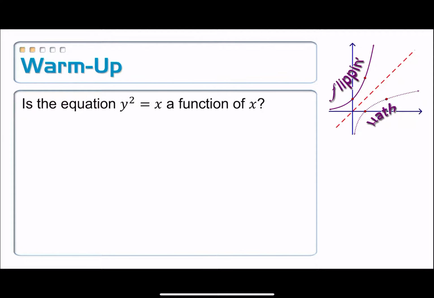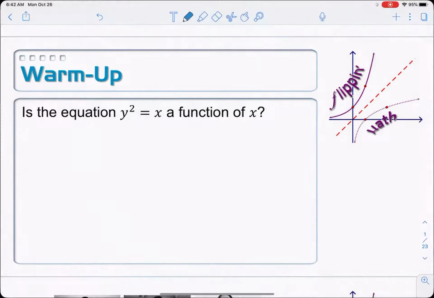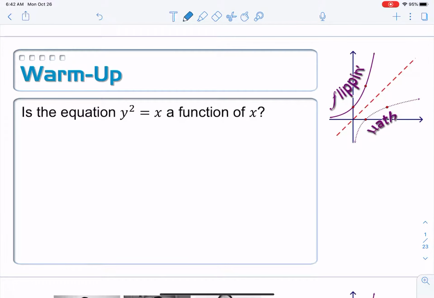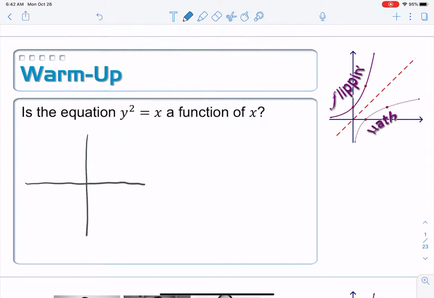Is the equation y squared equals x a function of x? Okay, come on now. How is this a warm-up question? This is so easy. Of course it's not a function of x. If we were going to graph this thing, what would it look like? If it was y is equal to x squared, it would look like a parabola. But this is just a sideways parabola, right? So you've got part of it up here, and you've got part of it down here. Just pretend like this little vertex here is nice and smooth.